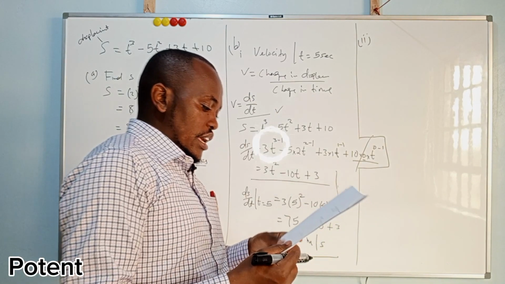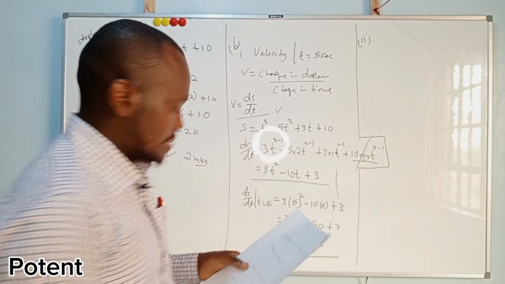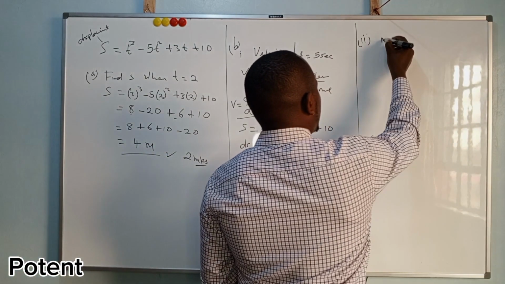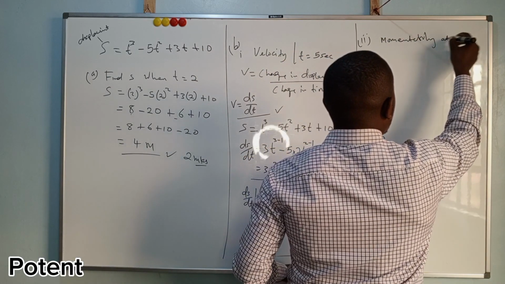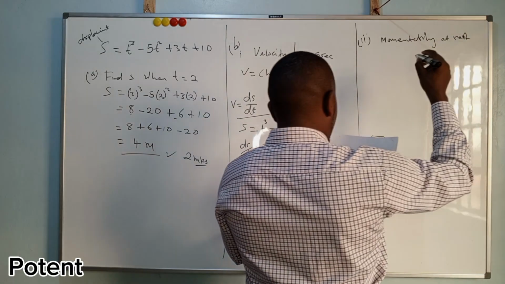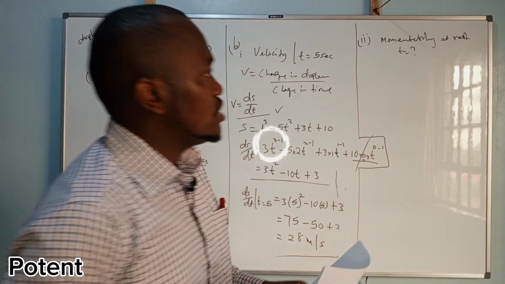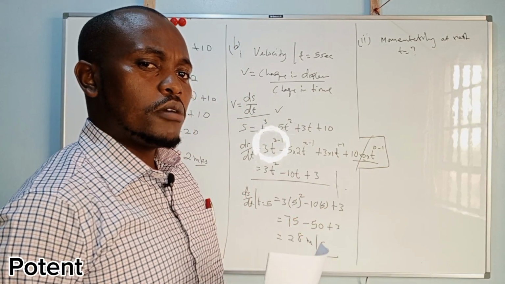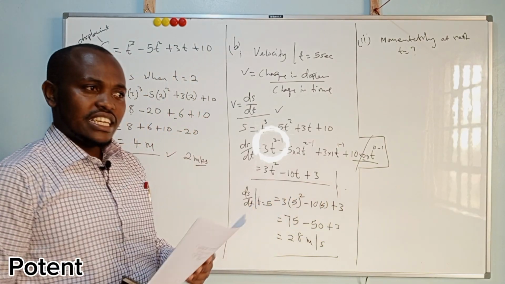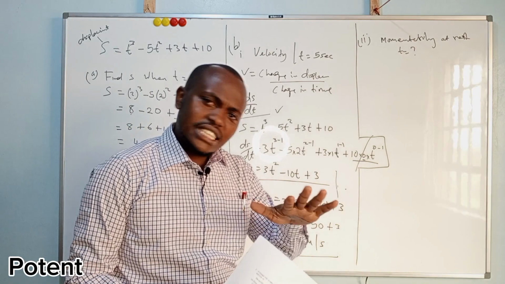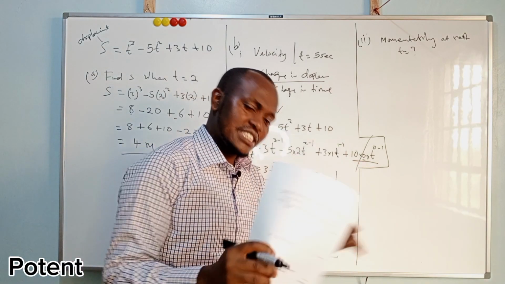Now, the other question: the value of t when the particle is momentarily at rest. You are asked for the value of t. Now, what you need to know is what does it mean for a particle to be momentarily at rest? It means it is resting, it's not moving. So, in quotes, it is momentarily at rest.